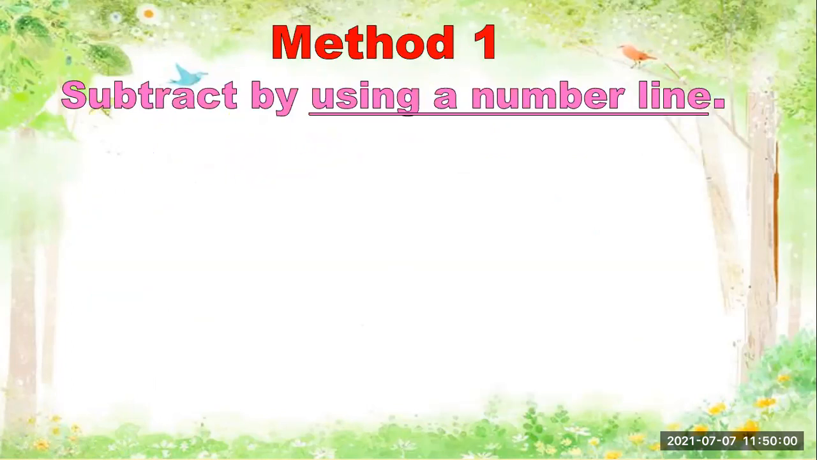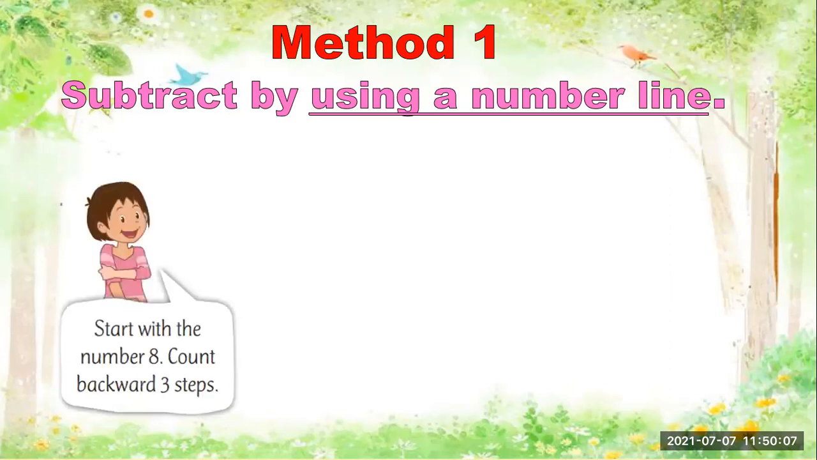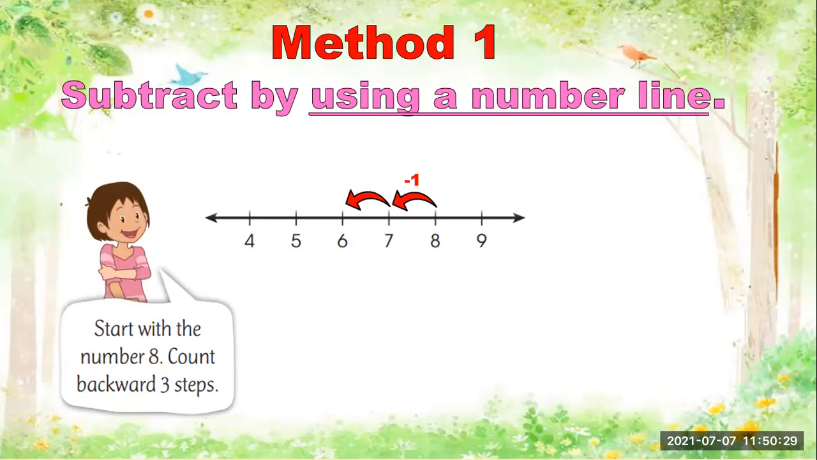Now, method number 1 when subtracting numbers: subtract by using a number line. We will use a number line, okay? So start with the number 8 and count backward 3 times. So this is called a number line. So this is the line. We will just count backward. That is minus 3, right? 8 minus 3. So 1 time, that is minus 1, step 1 backward. And then another 1. So there are 2 already, right?